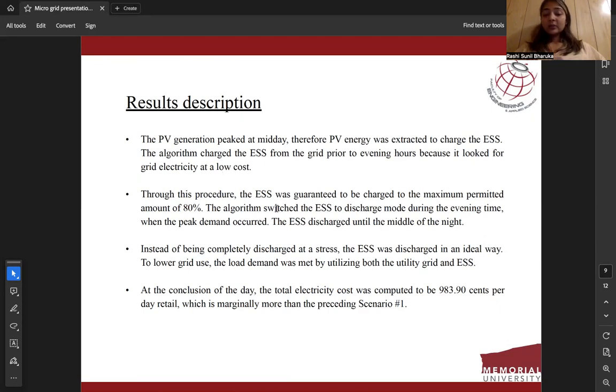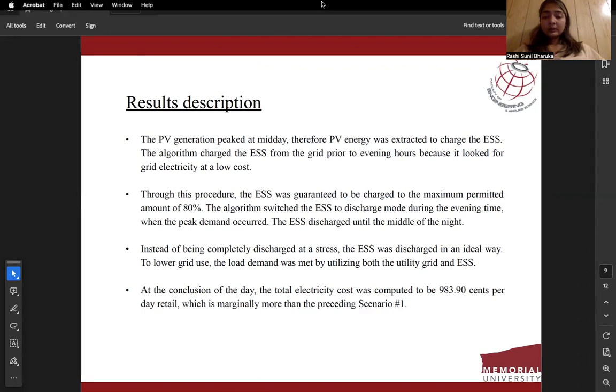The algorithm switched the energy storage system to discharge mode during the evening time when the peak demand occurred. The peak demand for electricity is observed to be in the evenings because we can't get solar power then. The energy storage system then discharged until the middle of the night.